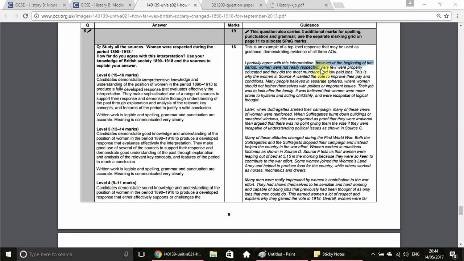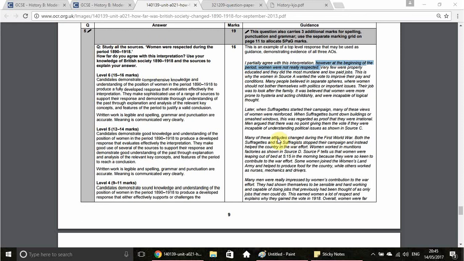What this person has done is they have given some facts about how people were treated at the start of the period. You've got separate spheres, you've got mundane, not very well paid jobs, and they've used source A to back that up. And you'll notice they've just mentioned source A. They haven't actually said much about it, they've just mentioned it. And then in the next paragraph, they've then got a little bit about the suffragettes and how the behaviour of the suffragettes was disapproved of and seen as irrational. And then again, they just refer to source C as evidence for this.